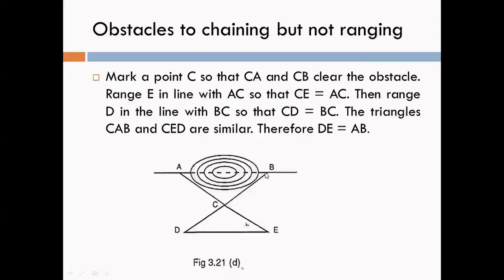AB is our survey line. In between A and B, here some obstacles. For example, pond is here. So chaining is not possible.